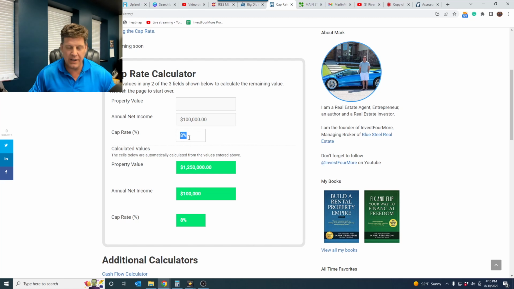Now, in my area, like I said, gross cap rates tend to be 7 to 8%, but net cap rates, if we're deducting all the expenses from the cap rate, tend to be 5 to 6%. So if this property actually makes $100,000 after expenses, so you've deducted all the expenses, and you're selling it for a 5% cap rate, that makes it worth $2 million. Now, if it was a 6%, that makes it $1.6 million.